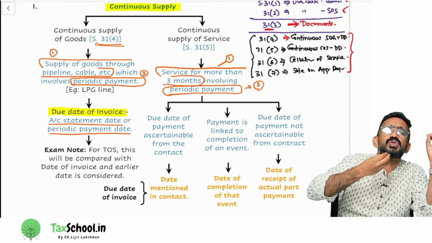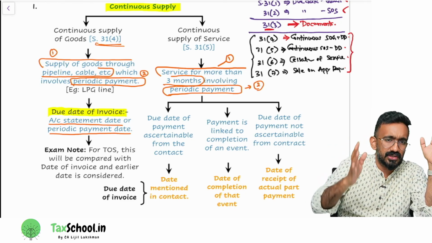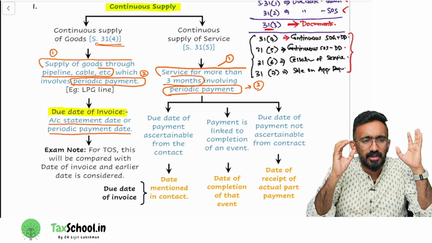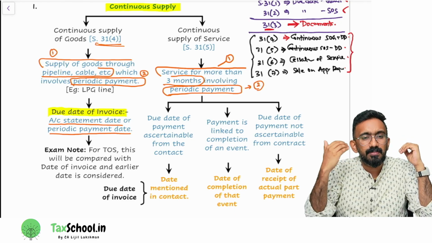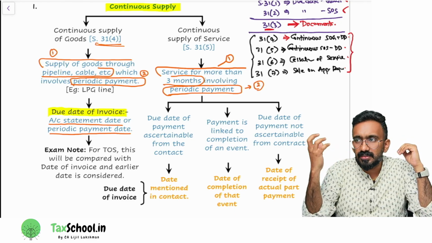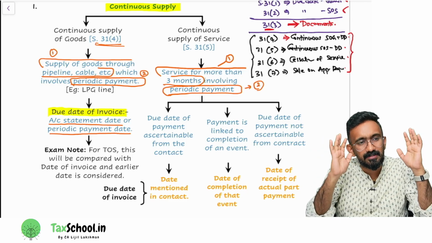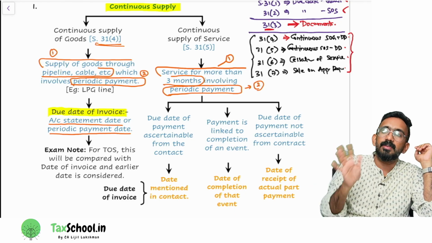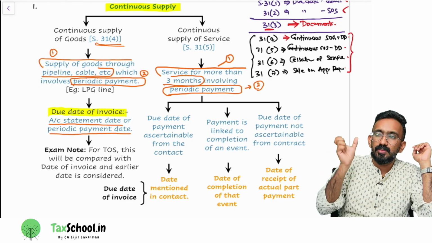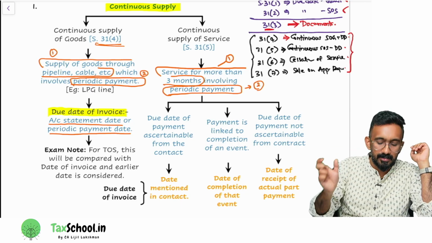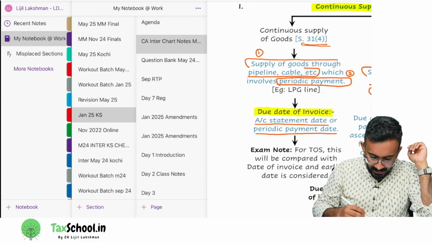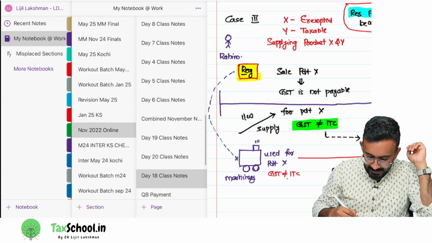I've given you a basic example kind of a definition. The definition is slightly different, but I'm giving you an easy definition that you can remember. If I'm giving you goods by cable or pipeline, wherein there is periodic payment, let me call it continuous supply of goods. I'm saying that my original due date will not be applicable here. Instead, the due date would be account statement date or periodic payment date. I'll tell you why we need this. I'm going to take you through one example for this matter.